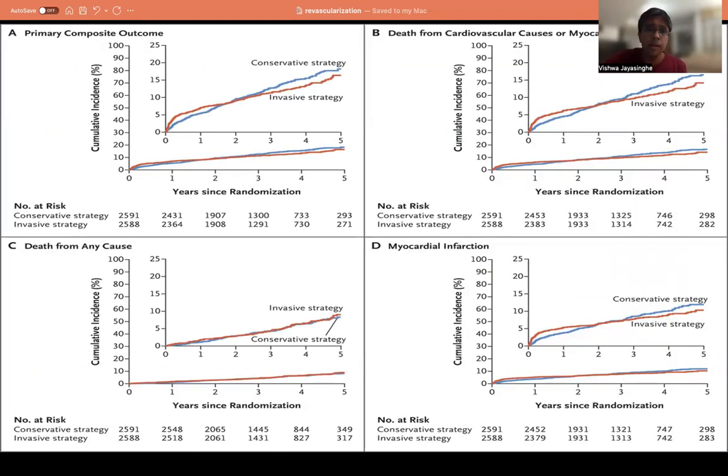These are the famous charts from the ISCHEMIA trial. The important thing here is myocardial infarction. In the invasive arm, initially myocardial infarctions were high, but around 2 years after revascularization, there is a crossing of lines you can see. So this initial rise in MIs in the invasive arm was mostly due to procedural MIs. However, after about 2 years, the rise in the non-invasive arm was due to spontaneous MIs.